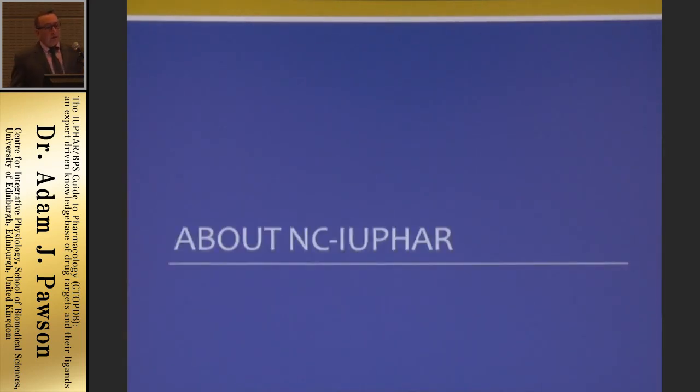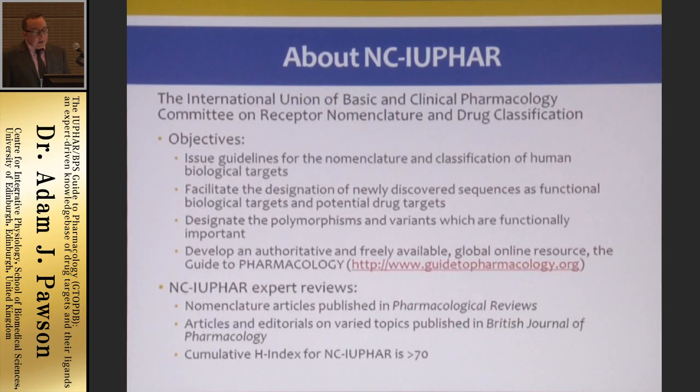So I'll just briefly tell you a little bit about NC-IUPHAR. NC-IUPHAR has a number of objectives, principally, and this is why it was originally established a number of years ago, is to issue guidelines on the nomenclature and the classification of human biological targets. It has a number of other roles, including the development of the Guide to Pharmacology, and they publish a number of very highly cited review articles in Pharmacological Reviews, as well as articles and editorials in the British Journal of Pharmacology on the state of the field of various target families.